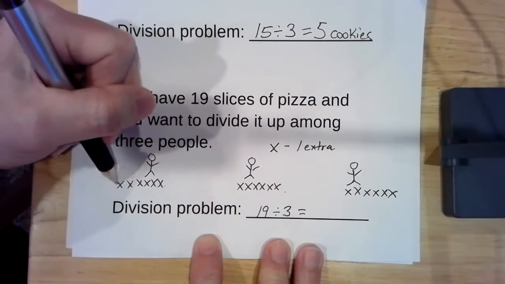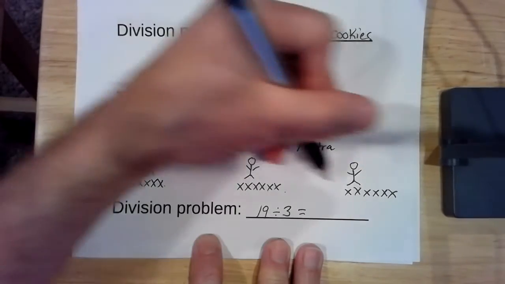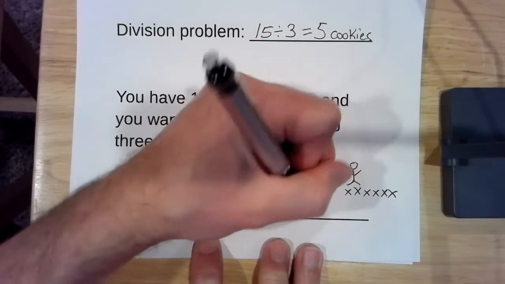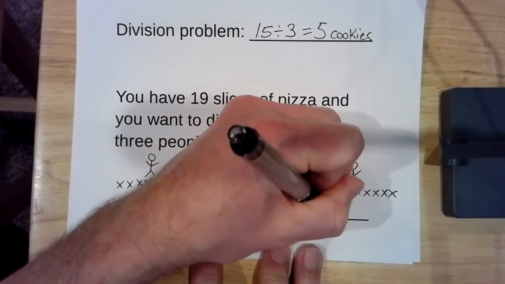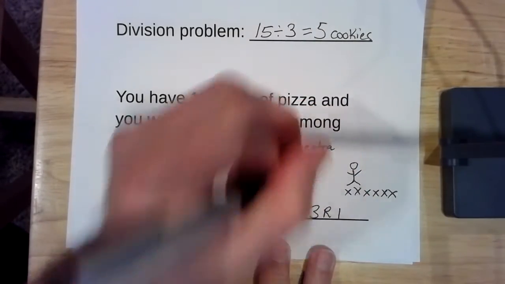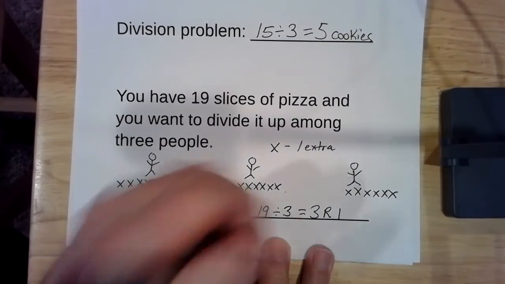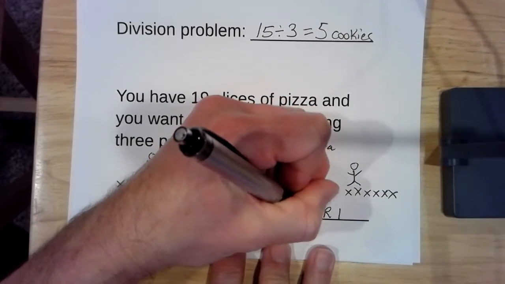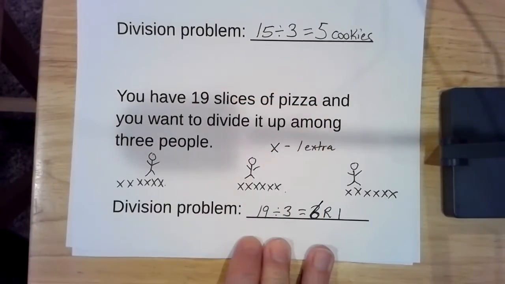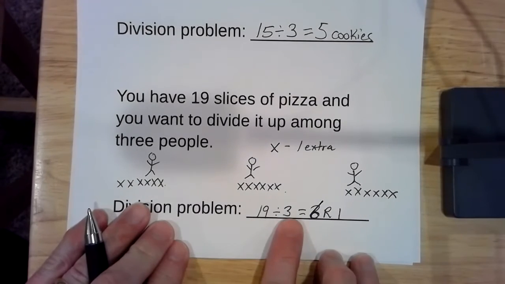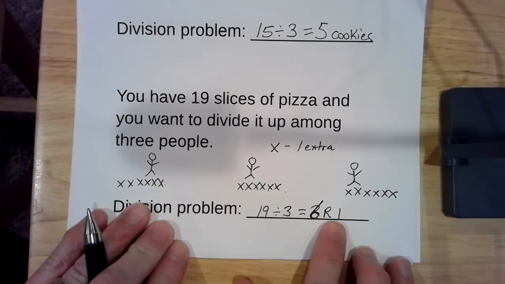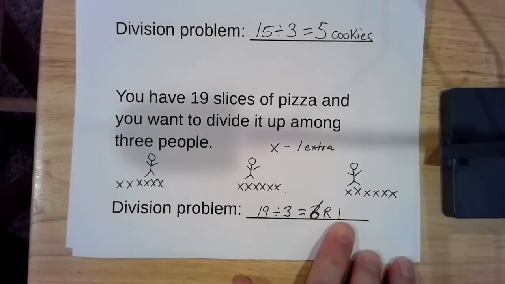So if we look, each person has 6 slices of pizza, and we have a remainder of 1. Or, excuse me, I said 6. I didn't write 6 there. Let me fix that. So 19 divided by 3 is going to get me 6 slices of pizza with a remainder of 1 left over.